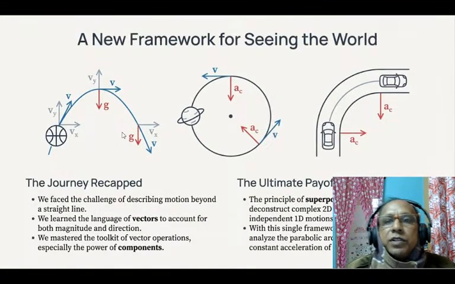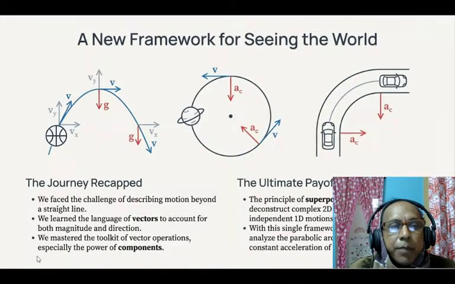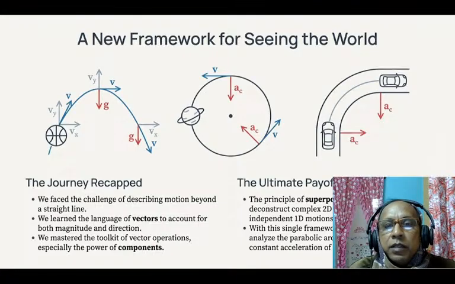A new framework for seeing the world. Journey recapped: we faced the challenge of describing motion beyond a straight line. We learned the language of vectors, accounting for both magnitude and direction. We mastered the toolkit of vector operations, especially the power of components. The ultimate payoff: the principle of superposition allowed us to deconstruct complex 2D motion into simple, independent 1D motion. With this single framework, we can now precisely analyze the parabolic arc of a projectile and the constant acceleration of an object in a perfect circle.